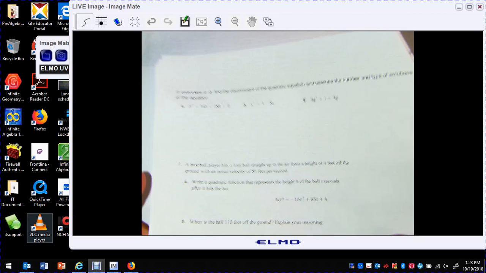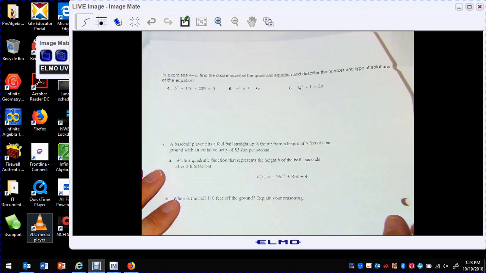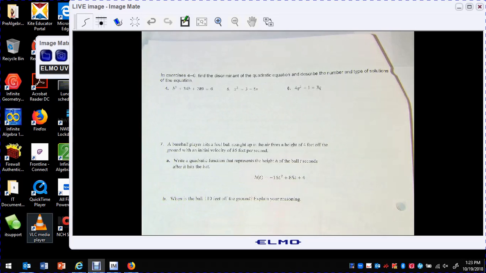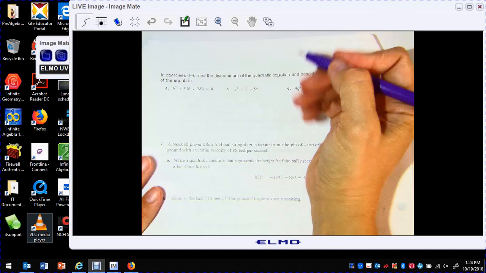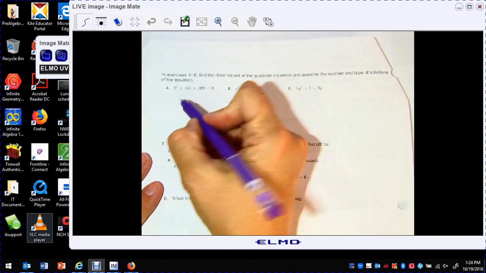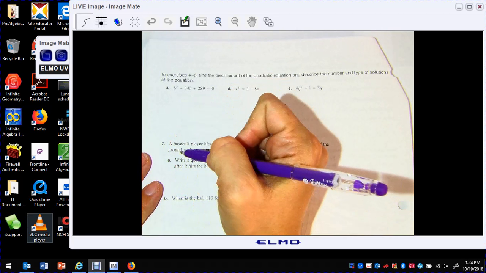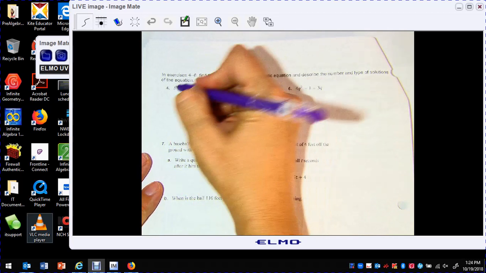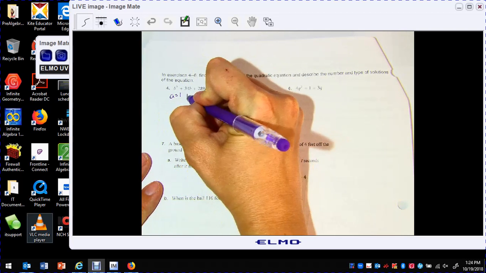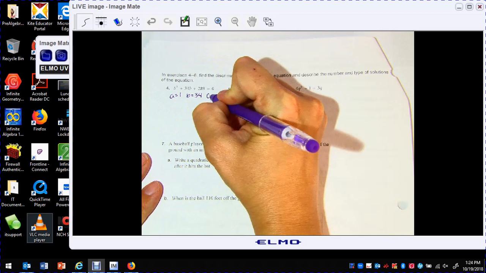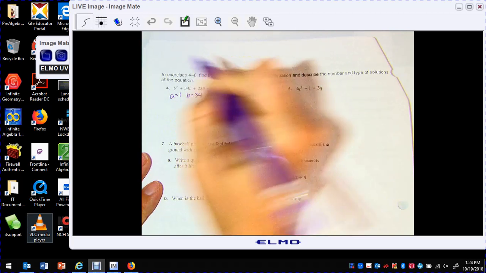All right, so in these problems, we're just going to use that discriminant and determine what happens, how many solutions and what type of solutions they have. Okay, so x squared plus 34x plus 289. I know that a is going to be 1, b is 34, and c equals 289.